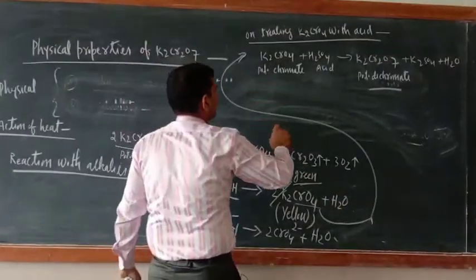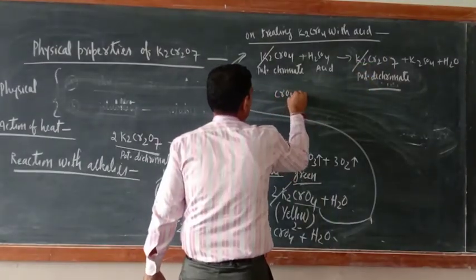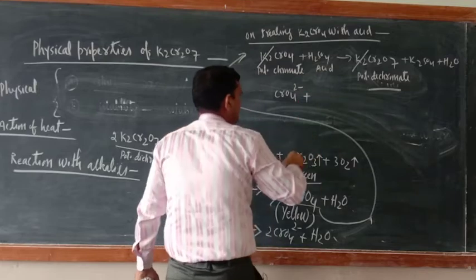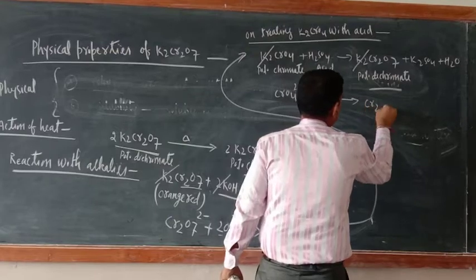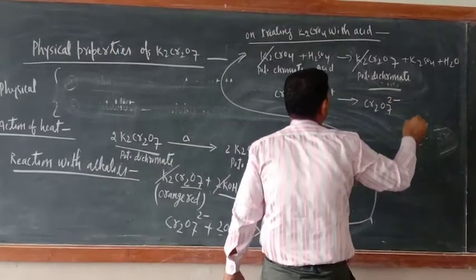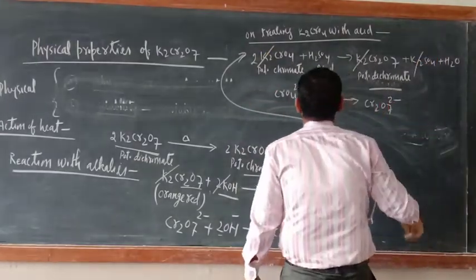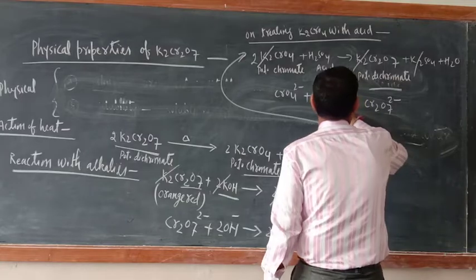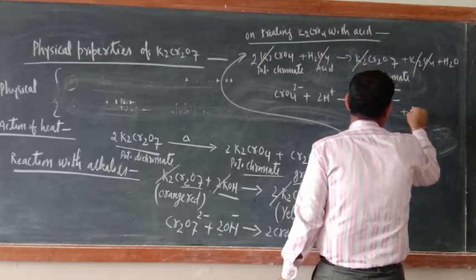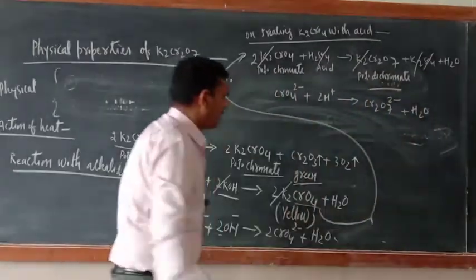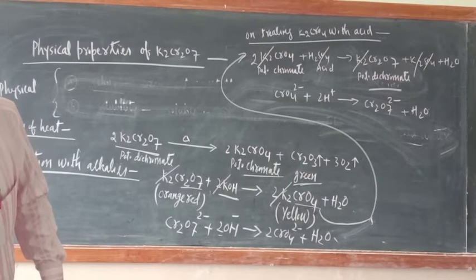Now you can write their ionic form. Potassium and potassium are cancelled out. So here what is there? CrO4 2 negative, plus 2H positive, gives Cr2O7 2 negative. Now this potassium, please write here 2. So this potassium will also be cancelled out. Now 2H positive, this sulfate is also cancelled out. Now plus H2O. So you have got the ionic form or not? So it is easy to write the ionic form.